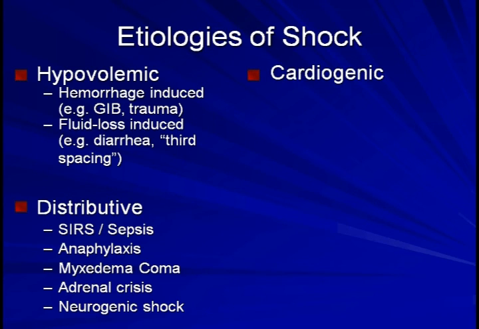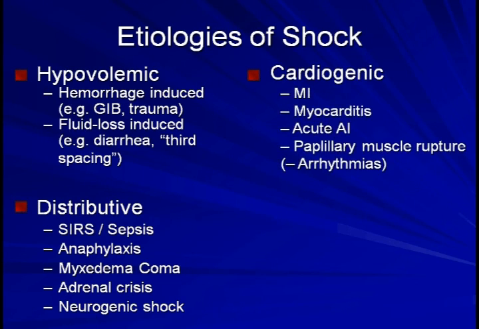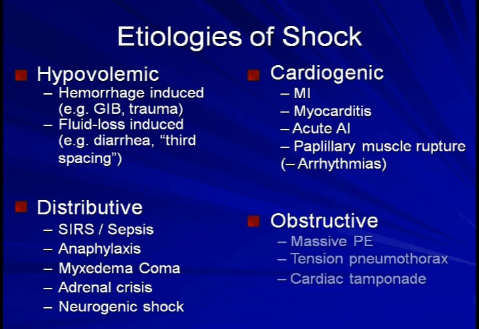Cardiogenic shock is usually due to an acute myocardial infarction, but can also be seen in myocarditis, acute aortic insufficiency, such as that which can accompany bacterial endocarditis, and papillary muscle rupture. Arrhythmias are sometimes put into this category, but as mentioned previously, are quite distinct in their management and are probably best separated out. Although this is never seen at most hospitals, at Stanford, heart transplant rejection is another important cause of cardiogenic shock. Lastly, obstructive shock can be caused by a massive pulmonary embolism, tension pneumothorax, or cardiac tamponade.